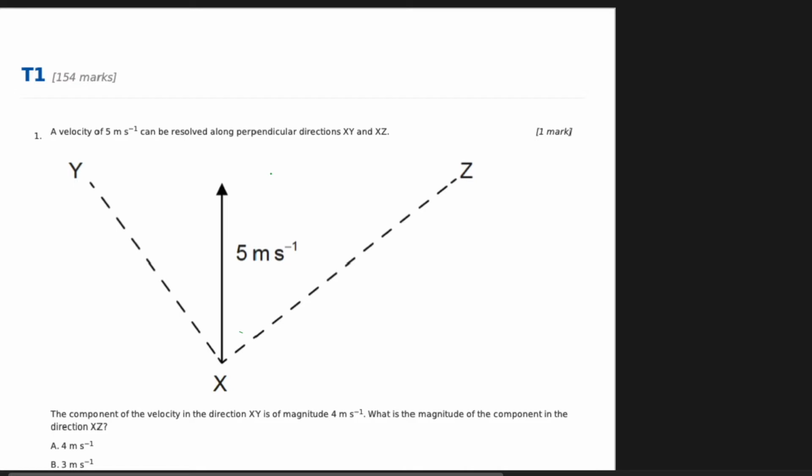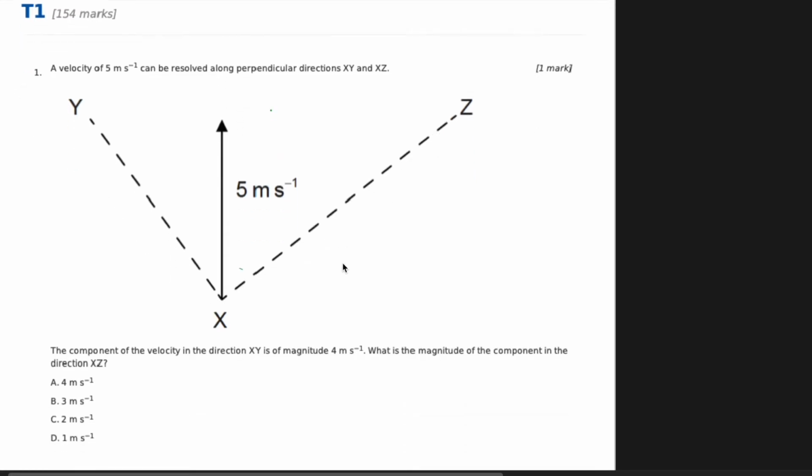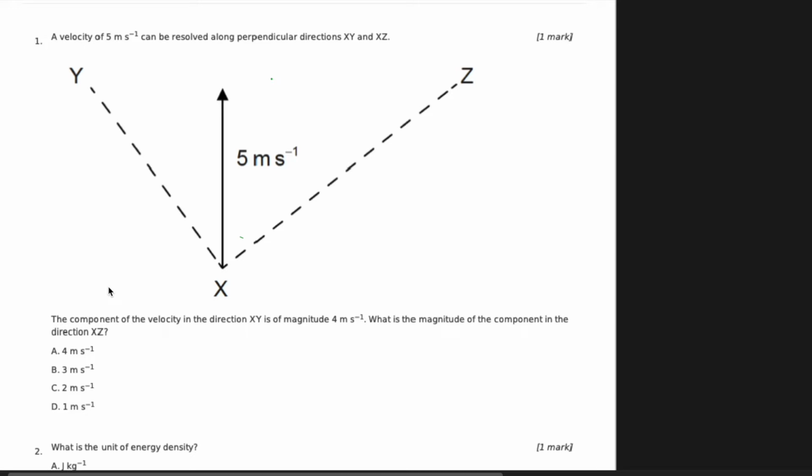A velocity of 5 meters per second can be resolved in perpendicular directions XY and XZ. The component of the velocity in the direction XY is of magnitude 4 meters per second. What is the magnitude of the component in the direction XZ? So here, it has a magnitude of 5 meters per second, and XY has a magnitude of 4 meters per second. And we know XY is perpendicular to XZ, so you can draw a line that is parallel to XY and perpendicular to XZ.